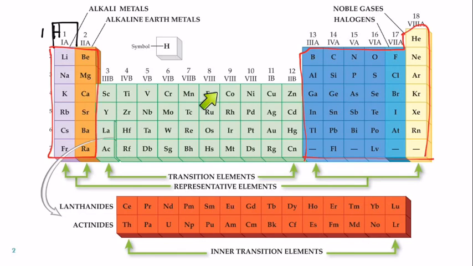And then we have the transition elements. And those are these guys in here. These are the transition elements. They tend to be less predictable. But you need to know those divisions in the periodic table.